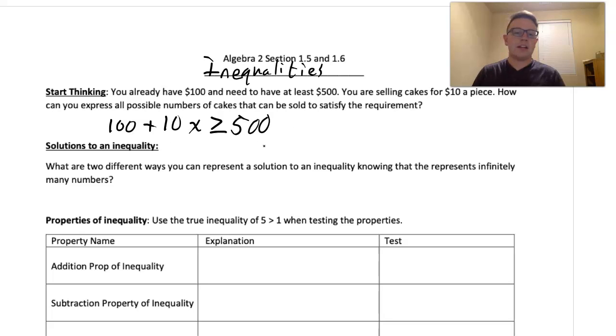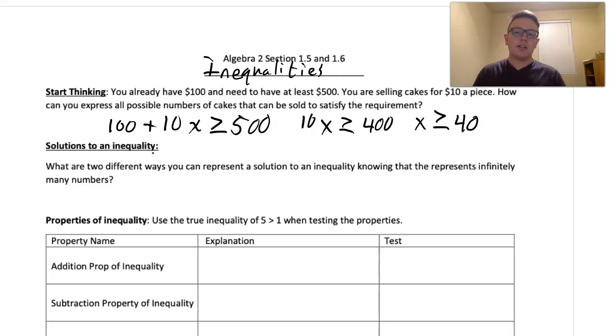Right. From here, how would we figure out how many cakes we need to sell? Well, we'd subtract 100, so we'd be left with 10x being greater than or equal to 400, or we'd see that we need to sell 40 cakes, which in this day and age, with nobody walking around or anything, is probably impossible. Not going to get you $500 that way. Have to think of something else.